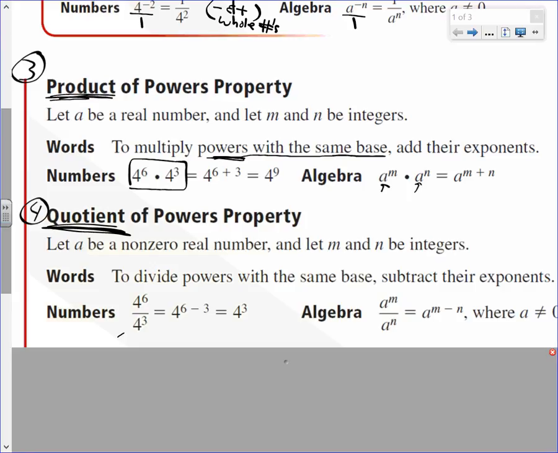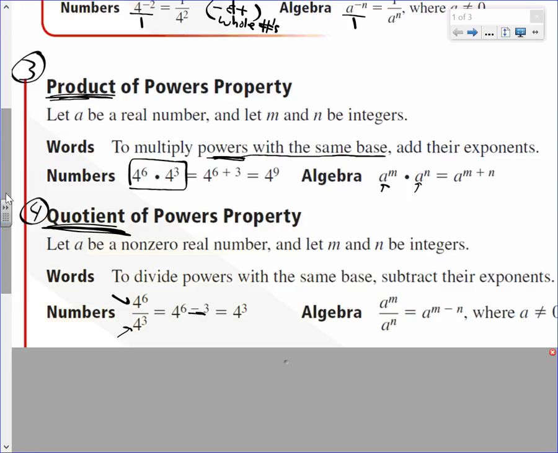Same base, 4 and 4. Just like over here, 4 and 4. But what do you do with the exponents? You subtract them. Subtract the exponents. 6 minus 3 is 4 to the 3rd. You're dividing with the same base. Look, A and A are the same base. It's going to be m minus n power now.